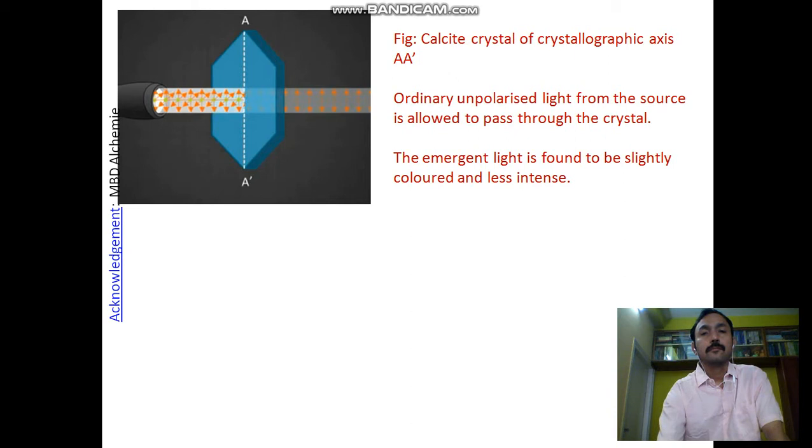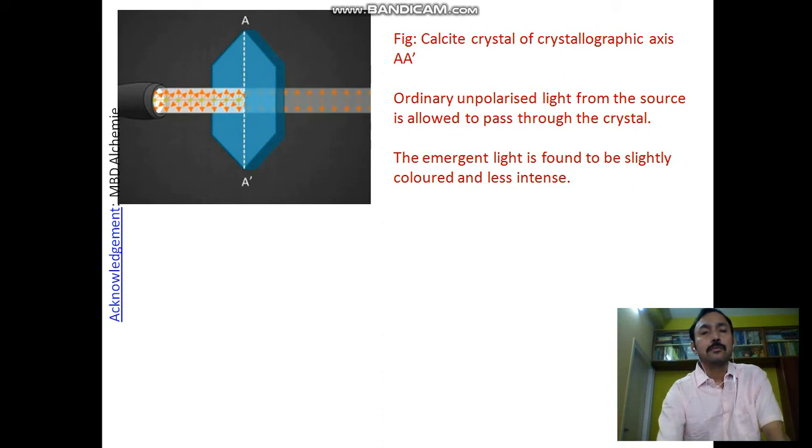Here in the figure is a calcite crystal with crystallographic axis AA dash. This is the calcite crystal, its crystallographic axis is AA dash. This is the source of light S. It is producing unpolarized light, that means vibrations in different directions. Ordinary unpolarized light from the source is allowed to pass through the crystal.